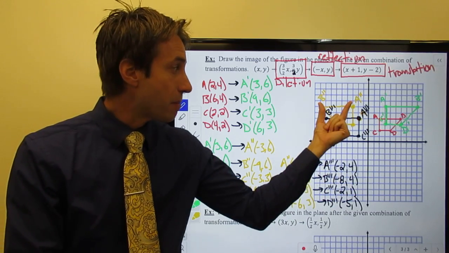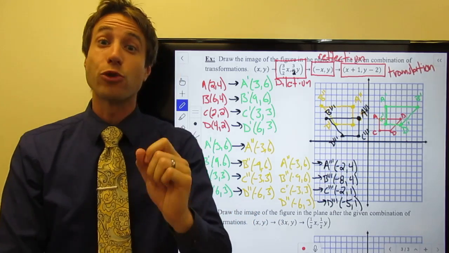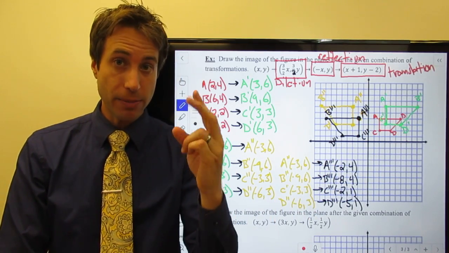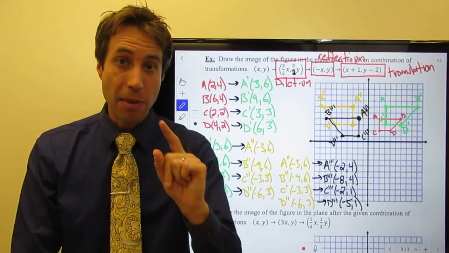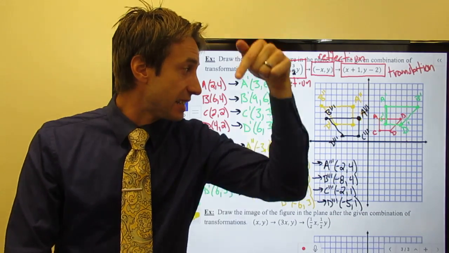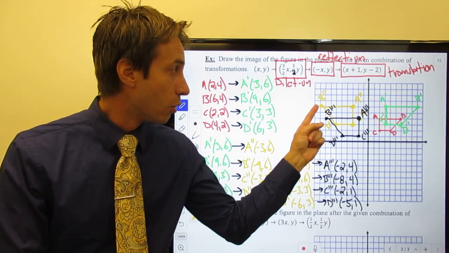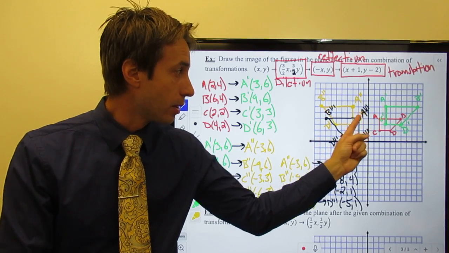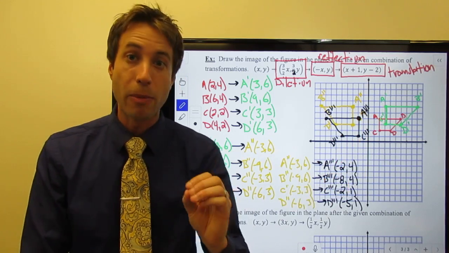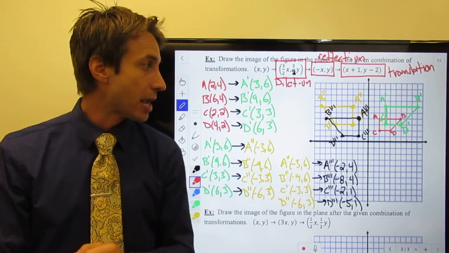Please notice, from the yellow quadrilateral to the black quadrilateral, it has not changed shape or size. Same shape, same size. It's simply been shifted to the right one and down 2. Right 1, down 2, right? Over 1, down 2. Over 1, down 2. Remember, a translation is a rigid motion. It preserves shape and size.